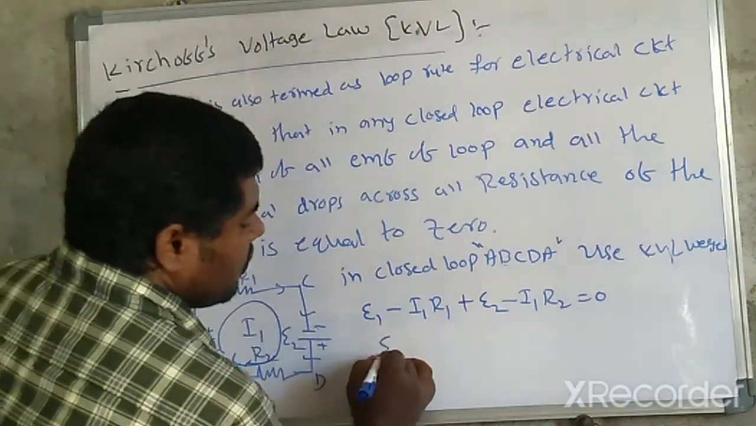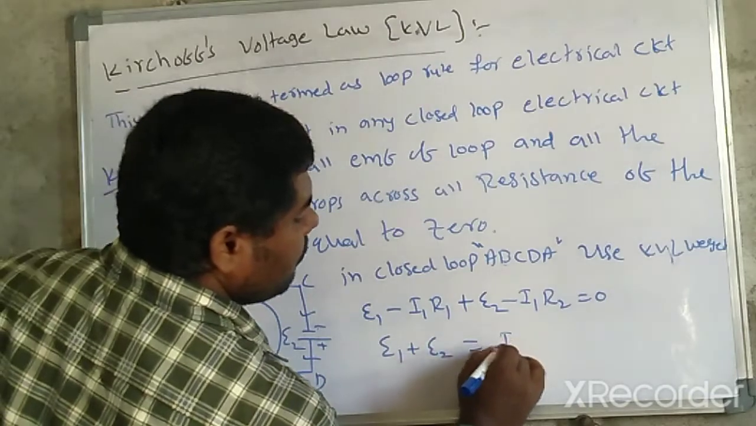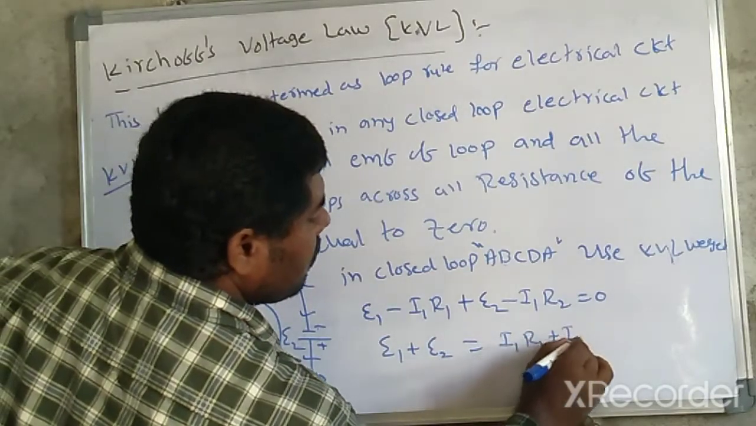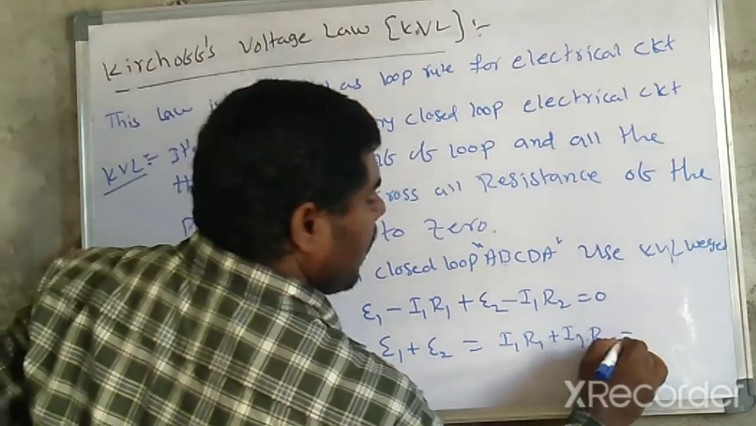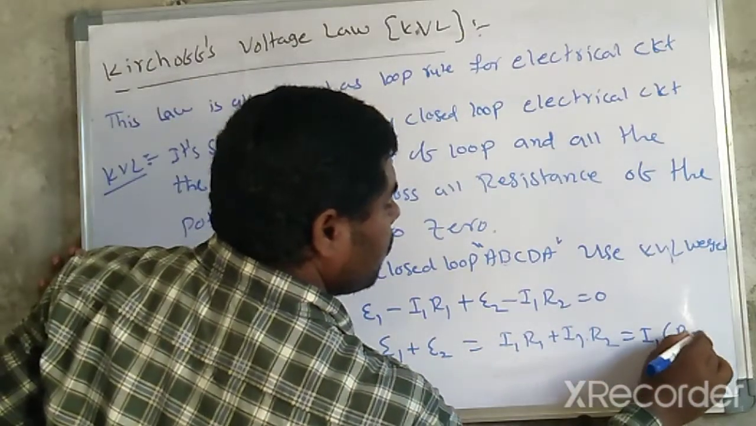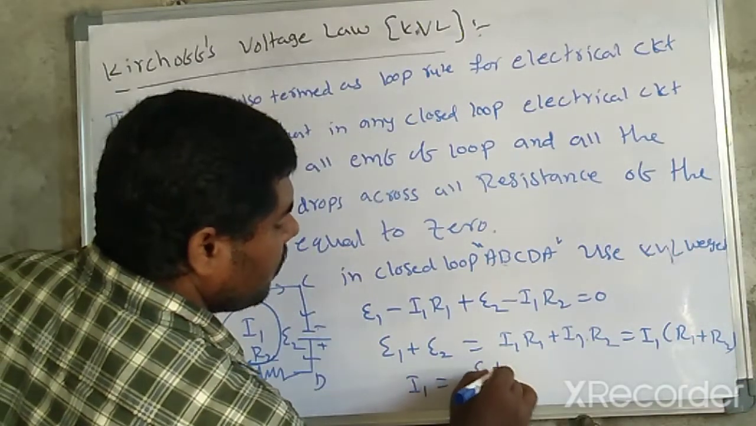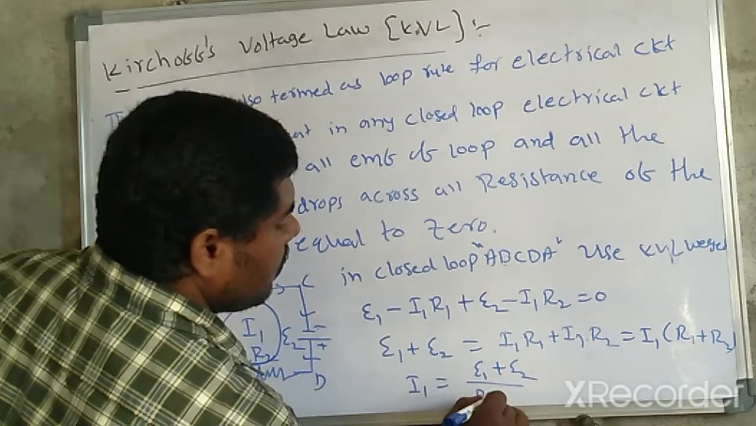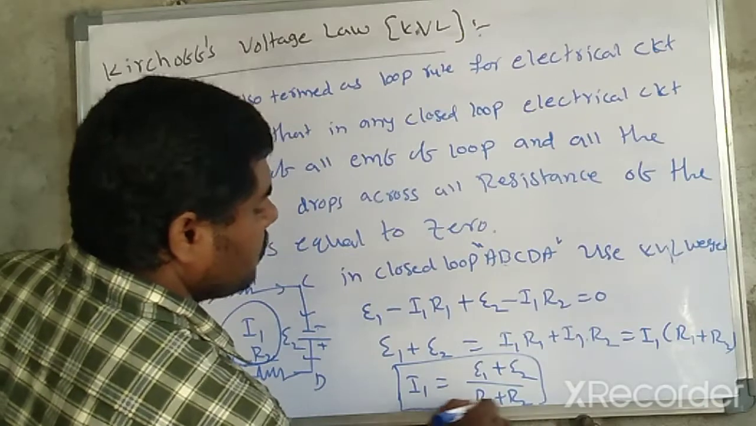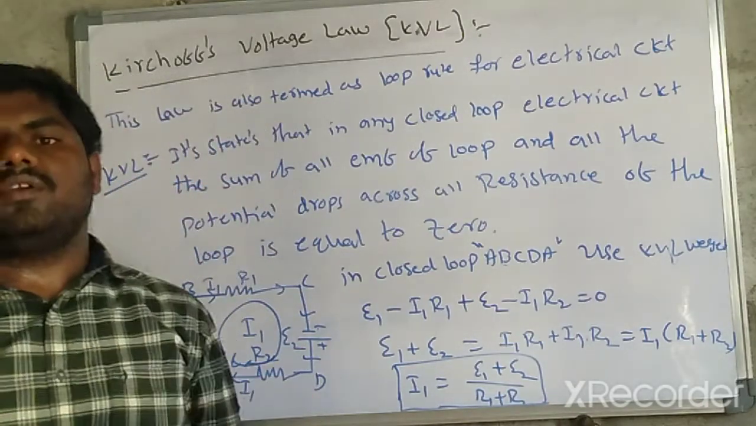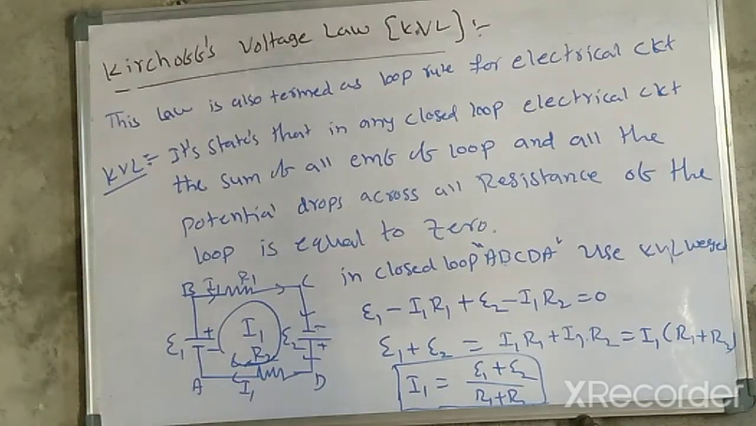It means EMF E1 plus EMF E2 is equal to I1 R1 plus I1 R2. Here I1 take out common, R1 plus R2. So I1 is equal to EMF E1 plus EMF E2 divided by R1 plus R2. This is the current passing through the given circuit. Like this you may do numerical problems. So we will discuss application of the KVL rule.